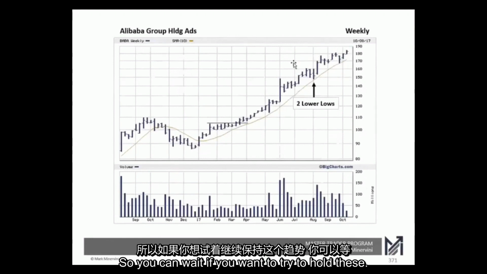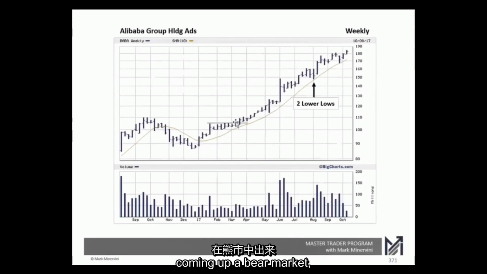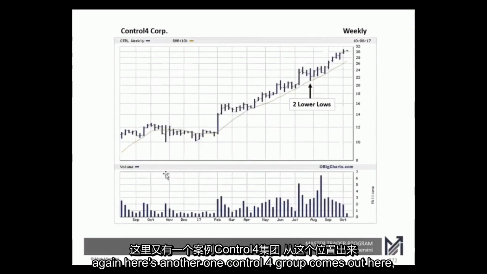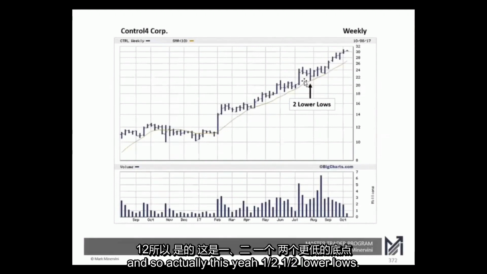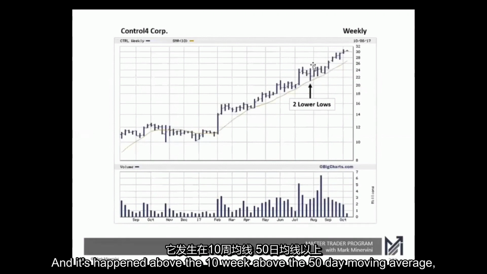So you can wait. If you want to try to hold these, this is a great way, especially if you're coming out of a large base, coming out of a bear market. You might have a leader by the tail. And if you want to try to stay with it, again, here's another one. Control 4 group. Comes out here. See, only one time did it even have a couple lower lows, 2 lower lows, and it happened above the 10-week, above the 50-day moving average.